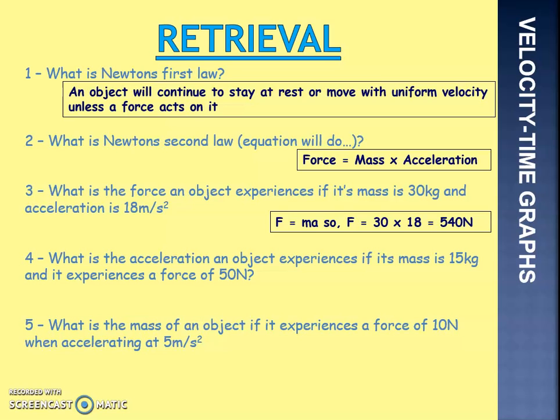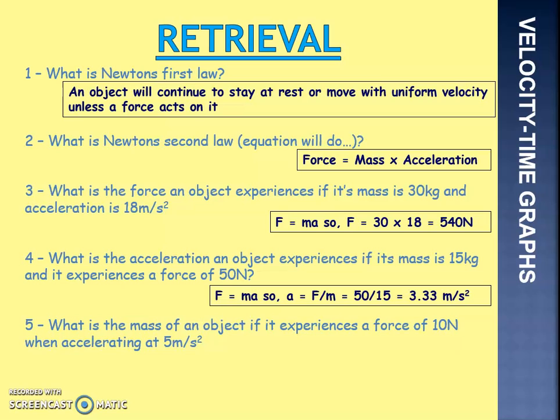Question 4. What's the acceleration an object experiences if its mass is 15 and experiences a force of 50? We need to rearrange the equation, so that's force divided by mass gives us acceleration. That's 50 divided by 15, giving us 3.33 meters per second squared.